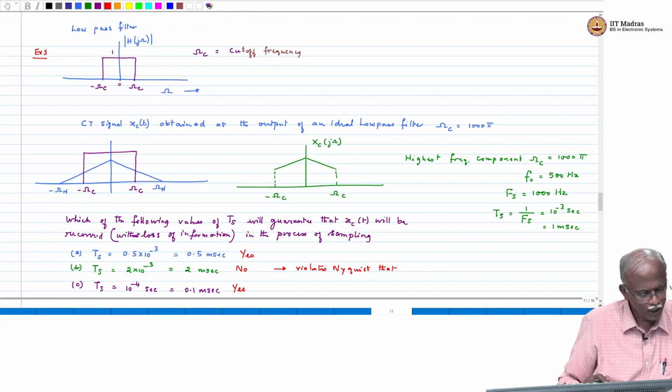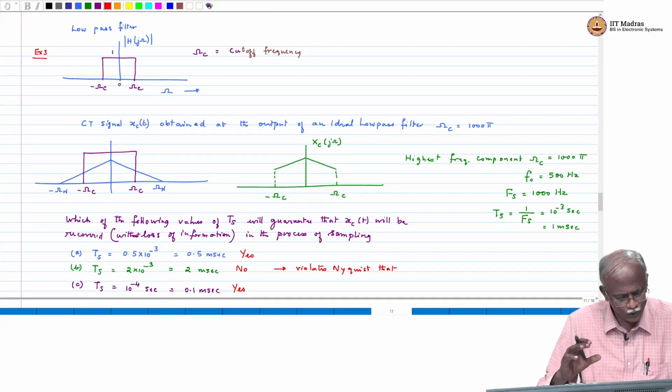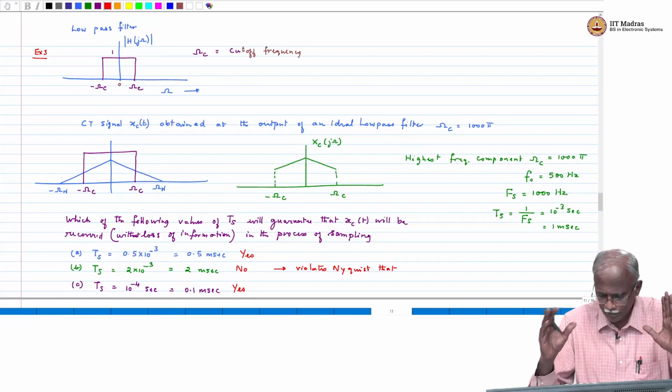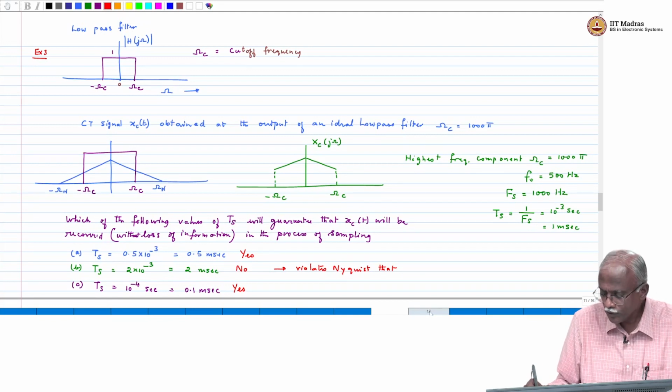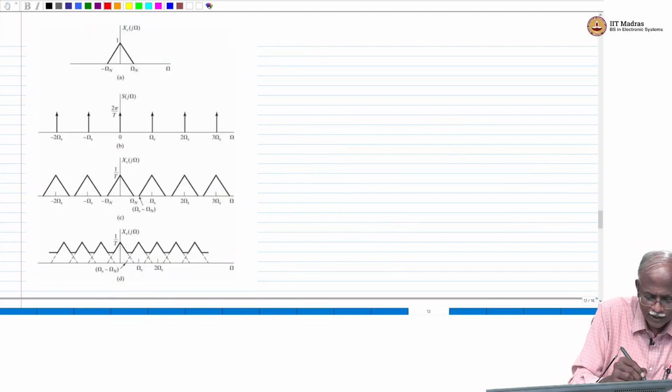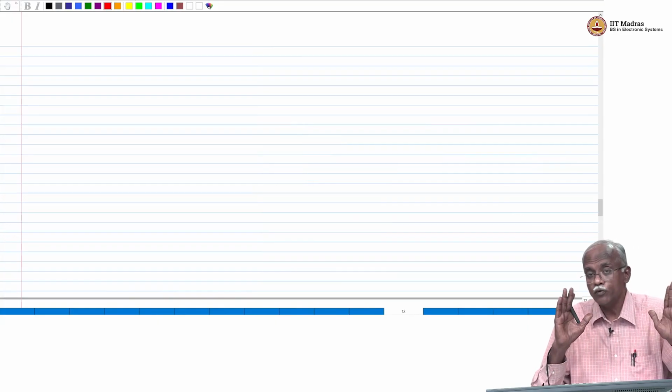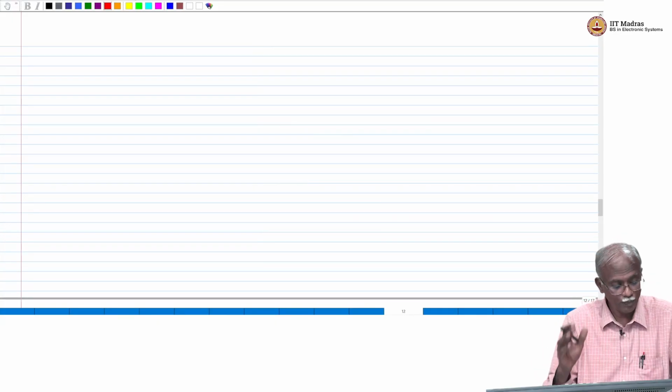With this, I think we've had a good practice in applying the Nyquist criterion. Now, one of the key things that you will recognize is that in every case, the continuous time Fourier transform plays an important role.